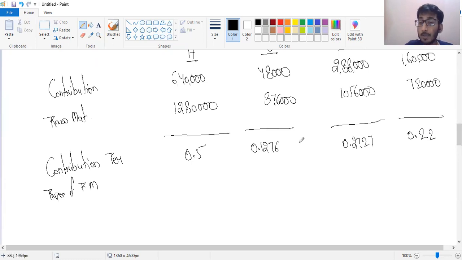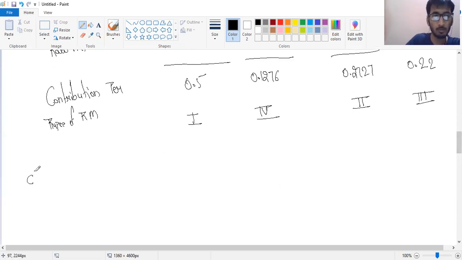Now, since we are getting maximum contribution per rupee of raw material with A, we will produce A in maximum, then C will come, then D will come, and at last B. So this is the ranking we have calculated. This is the solution of the second part.